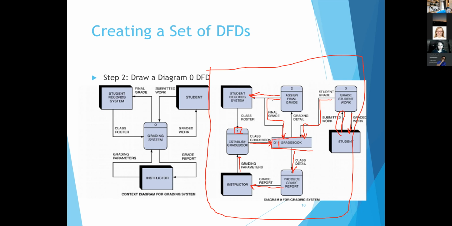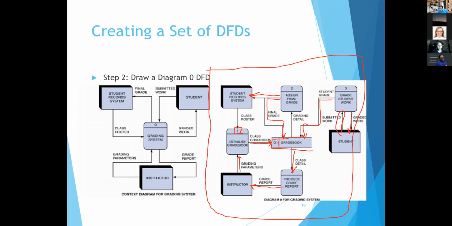Both lines called final grade come out from the assigned final grade process. But when you draw the line like the black line that they drew, it is difficult to read, and sometimes we guess the origin and the destination wrongly. That's why you should try to split the arrows as much as you can. Okay, so this is the way to understand the data flow diagram.